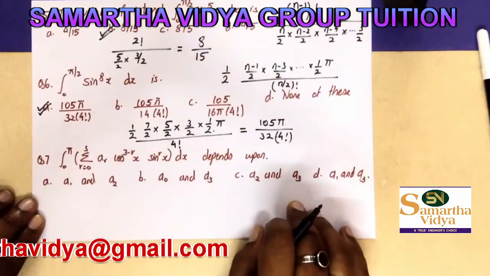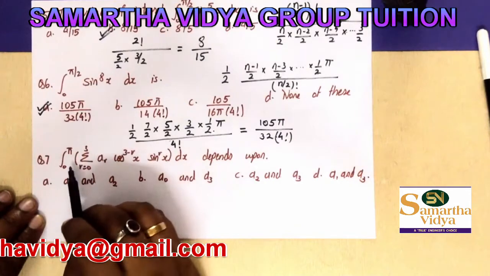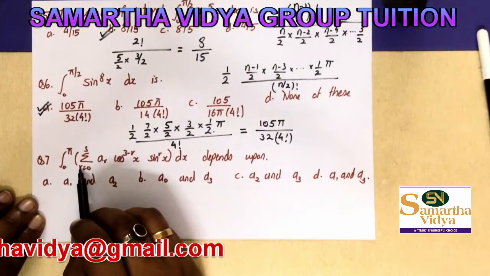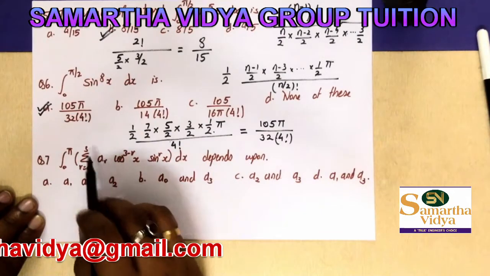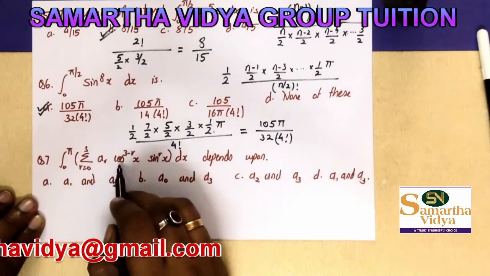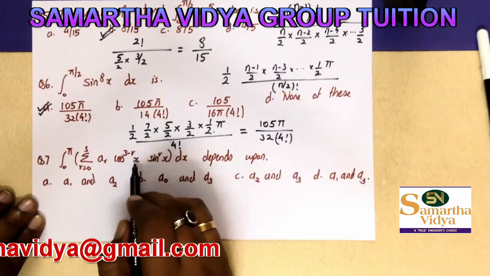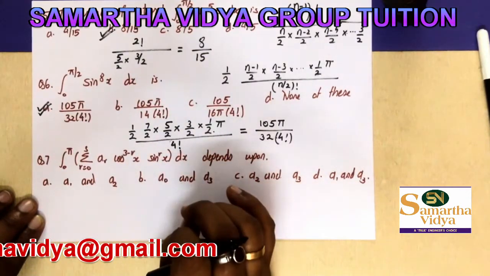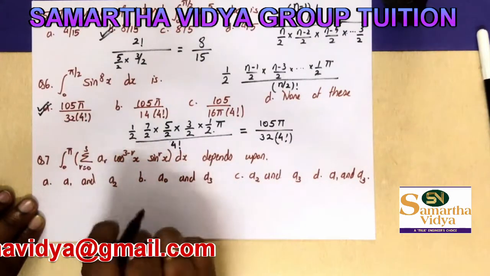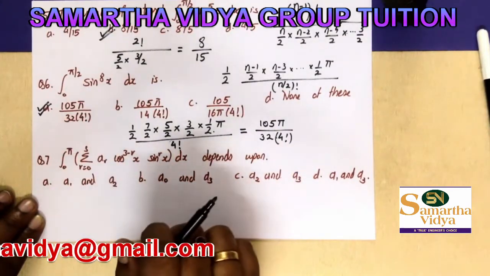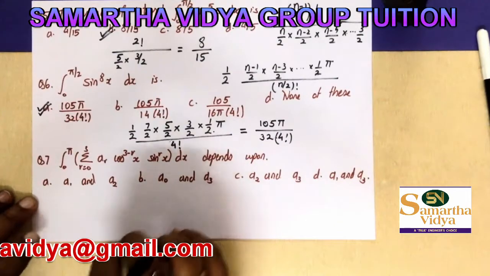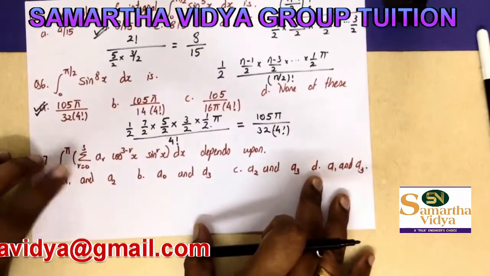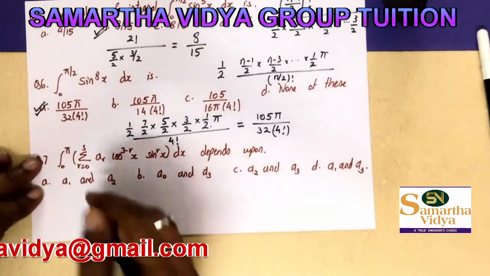Moving on to the last one. We have question number 7, which is the integration from 0 to pi, and the summation is given for r equal to 0 to 3 of a_r cos raised to (3 minus r)x and sin raised to rx dx. In this particular sum, they are asking on what terms the integration will be dependent. So let us try to expand this summation because it's not quite clear what they are asking.